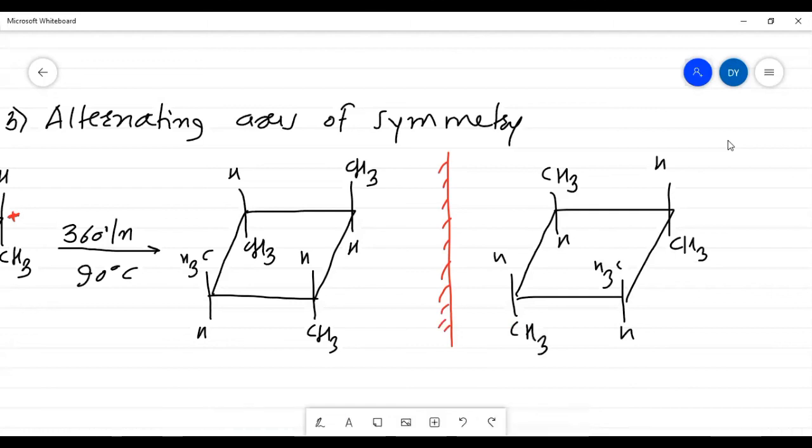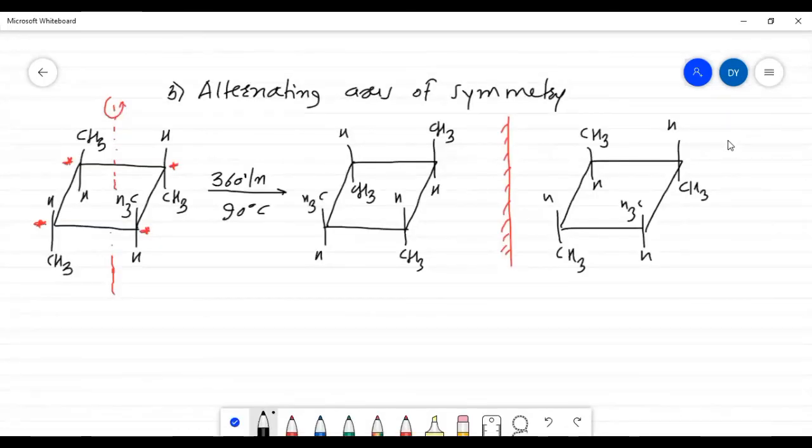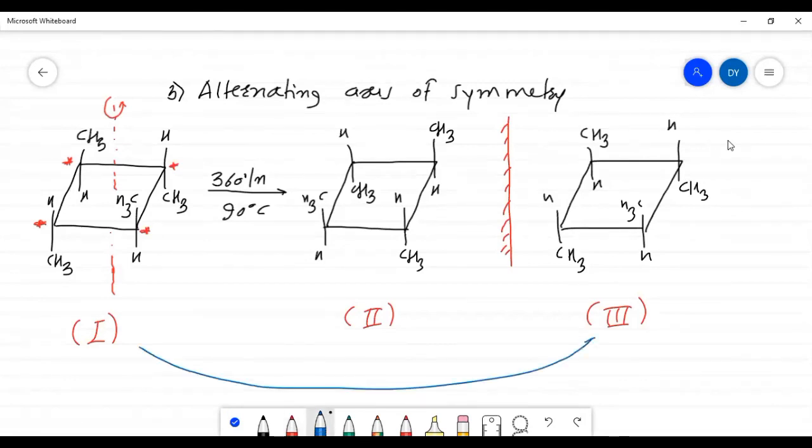Now you can see, I give numbers to these molecules: 1, 2, and 3. What do you observe? Number 1 and number 3 are the same, right? So this is called an alternating axis of symmetry. So students, this is the concept of alternating axis of symmetry.